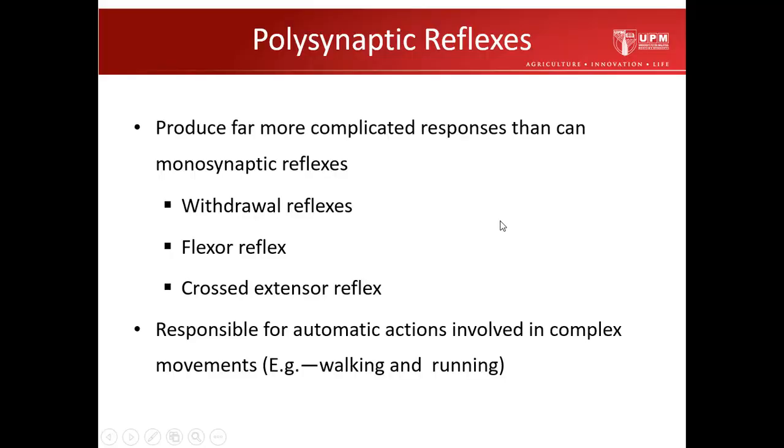So in the previous video, we have talked about the monosynaptic reflex, which is the simplest type of reflex. So most reflex arcs are polysynaptic, meaning it requires multiple interneuron interface between the sensory and the motor neurons in the reflex pathway. So also the polysynaptic reflexes produce far more complicated response when compared to the monosynaptic reflexes. So we have several examples of the polysynaptic reflex that we're going to talk about in the next slides.